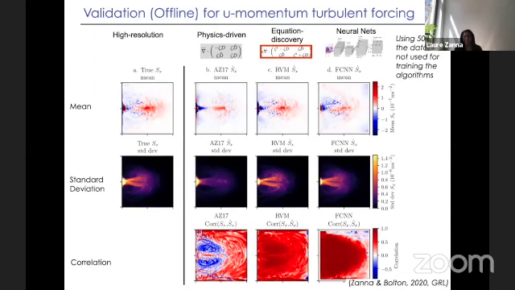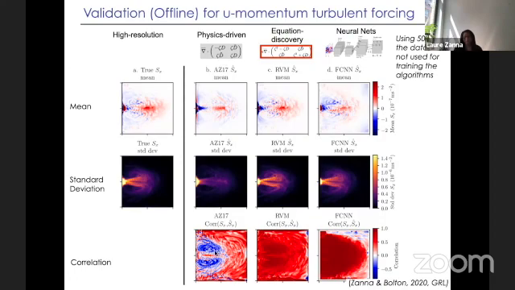So now let's do some validation offline. Validation offline just means that I kept half of the data on the side and I'm comparing the skill of my algorithm. That model was very idealized. And just to give you an idea, this is the mean forcing. In that model, we have a jet in the middle. So the forcing is high where you have a jet, where there's a lot of turbulence, and that's the standard deviation. So we compare our equation discovery, which is here in the middle, with a physics-driven parameterization that we came up with a few years ago.